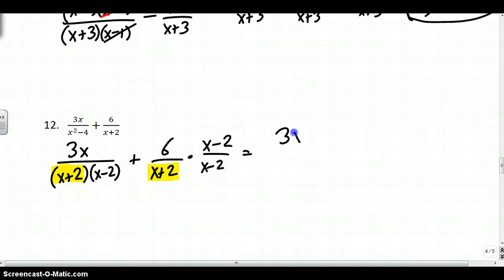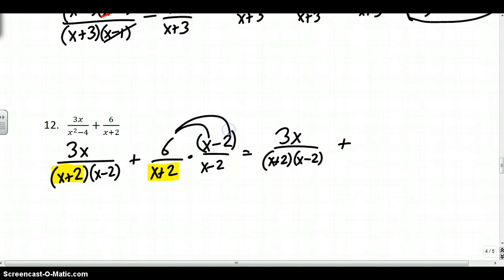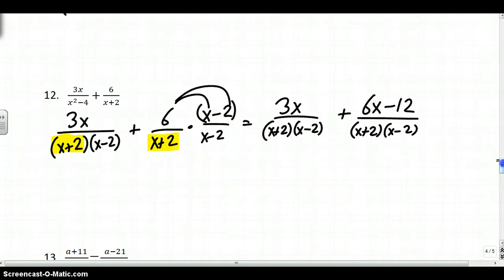And now their denominators will be exactly the same. So the first one stays as it is. 3x over x plus 2 times x minus 2. Plus, this you kind of distribute. 6 times x and 6 times negative 2. You get 6x minus 12 over your common denominator. And now you just add. 3x plus 6x is 9x minus 12 over your common denominator.